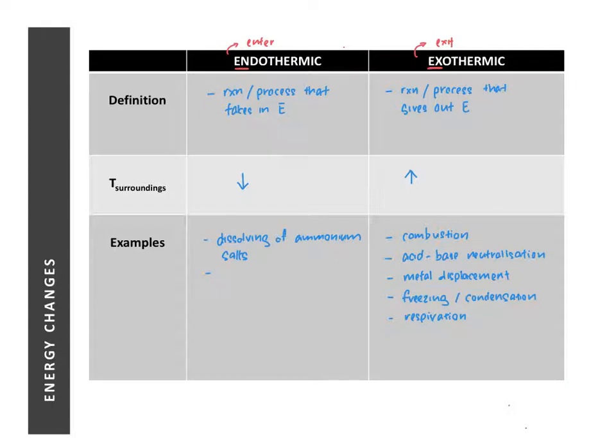Some other examples include photosynthesis. If you can recall, when we learned about the carbon cycle, we learned that plants actually need sunlight. When a reaction requires energy in the form of sunlight, that reaction would be endothermic in nature.